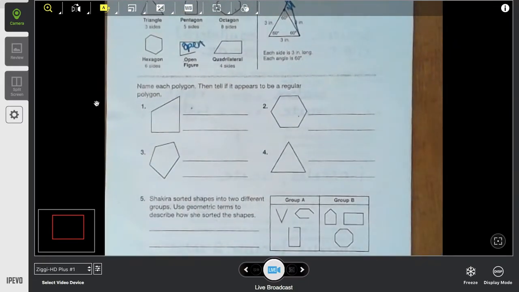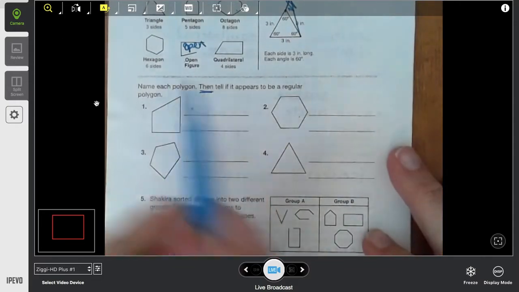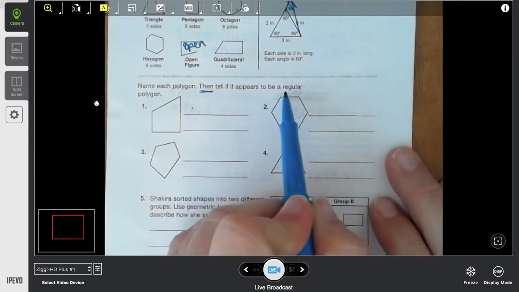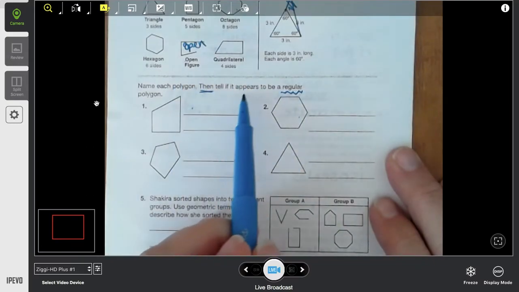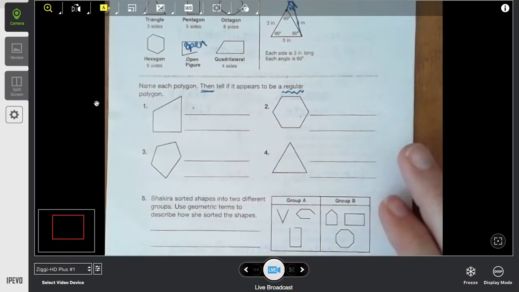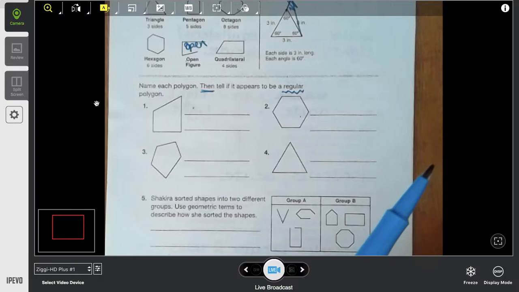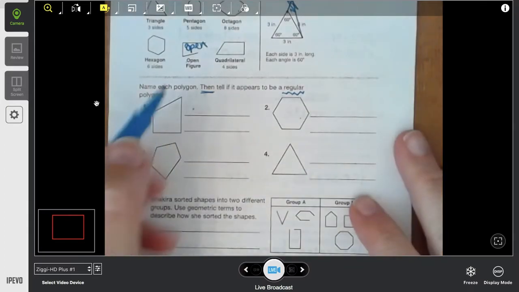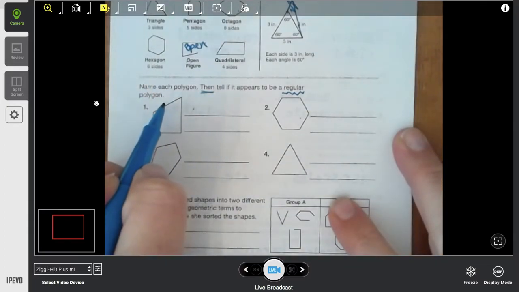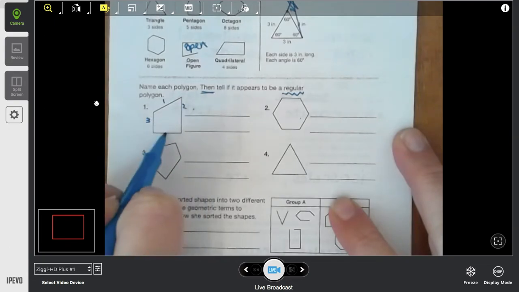All right, so let's name some of these polygons. We're going to name each of them, and then, that's why there's 2 lines, we're going to tell if it appears to be regular or not. The reason it says appears is because we don't have a tool to actually measure the angles to know exactly if they're the same size, or we don't have our ruler with us. So we're going to go by our sight for this one, and we're going to estimate if it is or not.